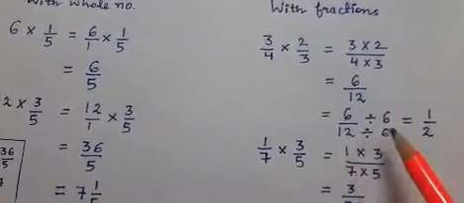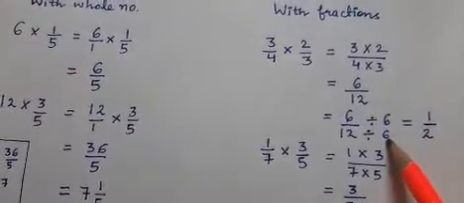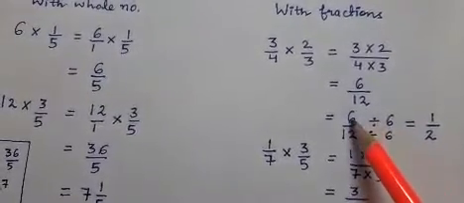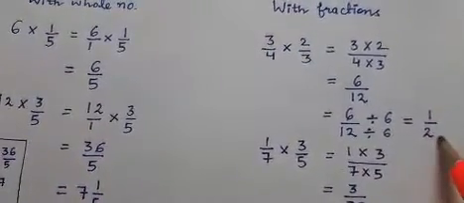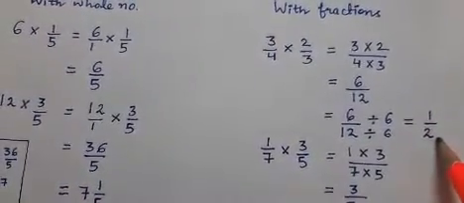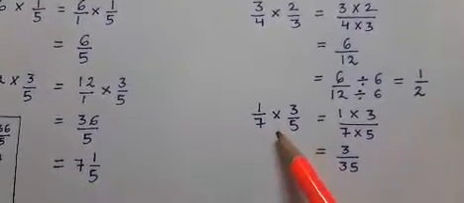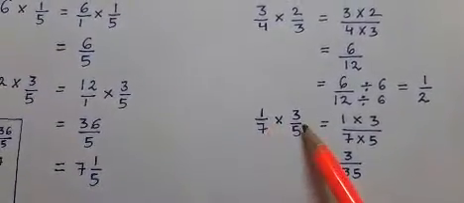6 and 12 have HCF as 6, or a common factor as 6. So I can divide the numerator and denominator by 6 and get the reduced form, or the final answer, as 1 upon 2. I am taking one more example, 1 upon 7 and 3 upon 5.